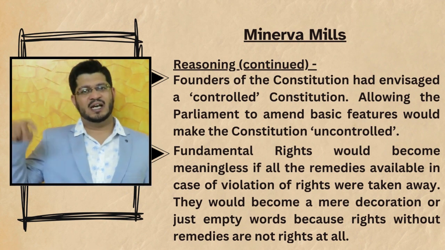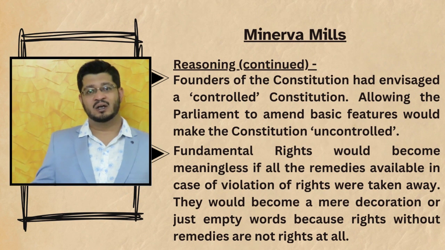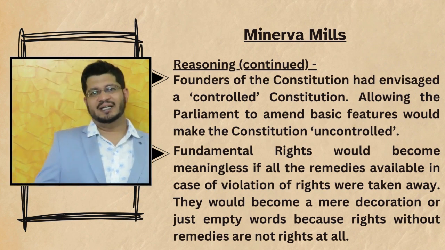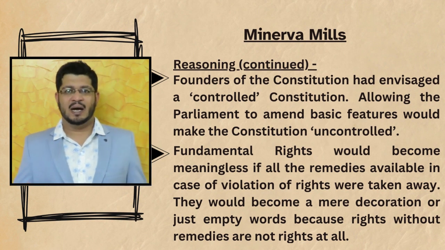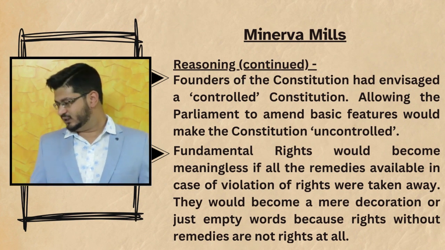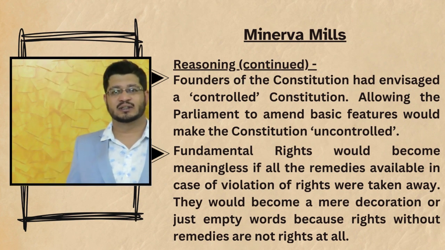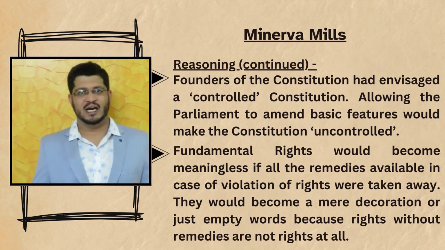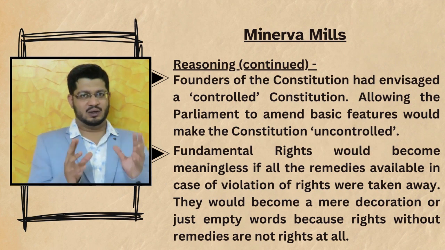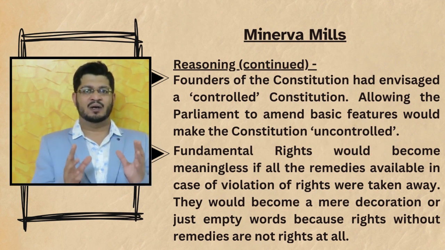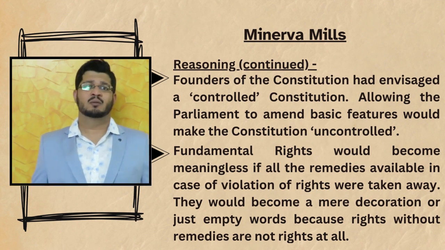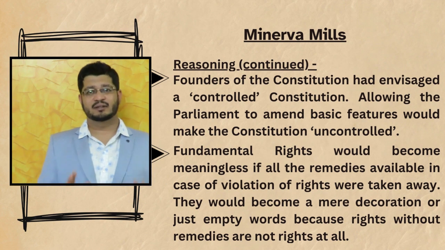to some extent it lays down the current position of law regarding constitutional amendments. Therefore, let us try to go a little deep into the reasoning applied by the courts to reach the decision in Minerva Mills. First of all, the founders of the Constitution, that is, the founding fathers, had envisaged a controlled constitution. By the word controlled, it means that the power of the parliament to amend the constitution was not unlimited but was subject to some inherent safeguards.